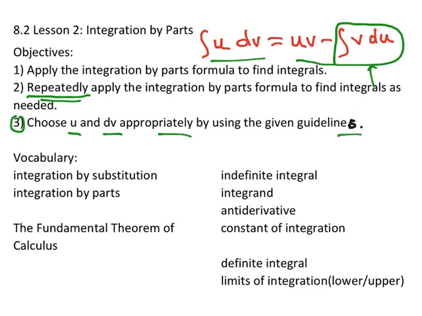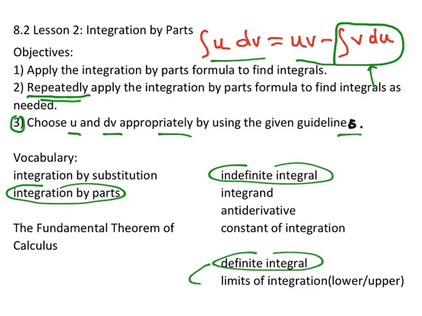So we have the same vocabulary that we had in Lesson 1. We're learning integration by parts, and we're working with either indefinite integrals or definite integrals which have limits of integration. So we're looking for antiderivatives of the integrand, and if we have an indefinite integral, you need to add a constant of integration to your answer because you're looking for a family of antiderivatives for indefinite integrals.